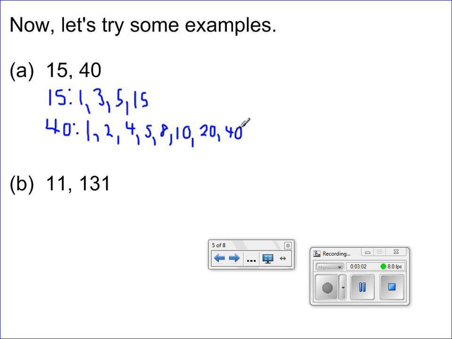All right, I look back at both my lists and I see that the biggest number of both lists is 5, meaning that 5 is my greatest common factor.